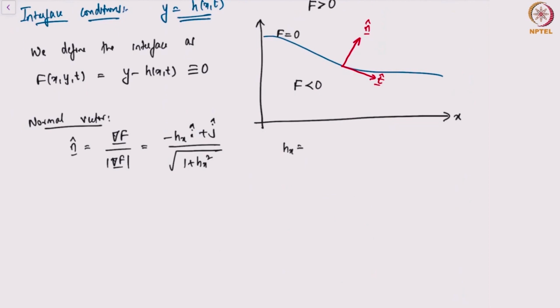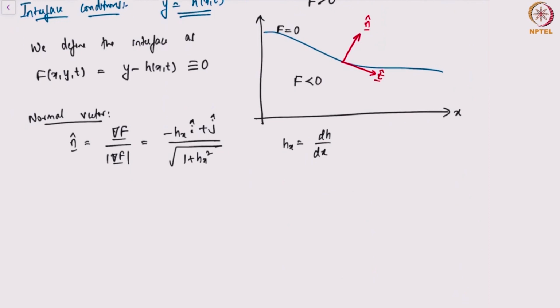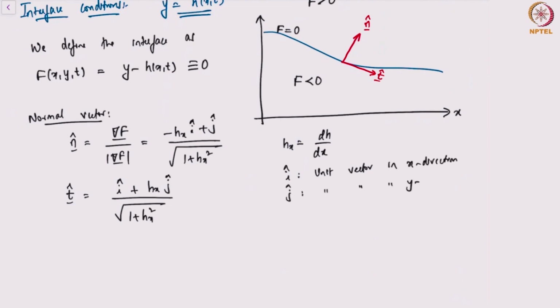Hx is a shorthand notation for dh by dx. Alright, so we will use this kind of shorthand notation wherever convenient. Similarly, we can write down the tangent vector as well. The tangent vector would be i hat plus hx j hat divided by square root of 1 plus hx square. Here i hat is the unit vector in the x direction and j hat is the unit vector in the y direction.